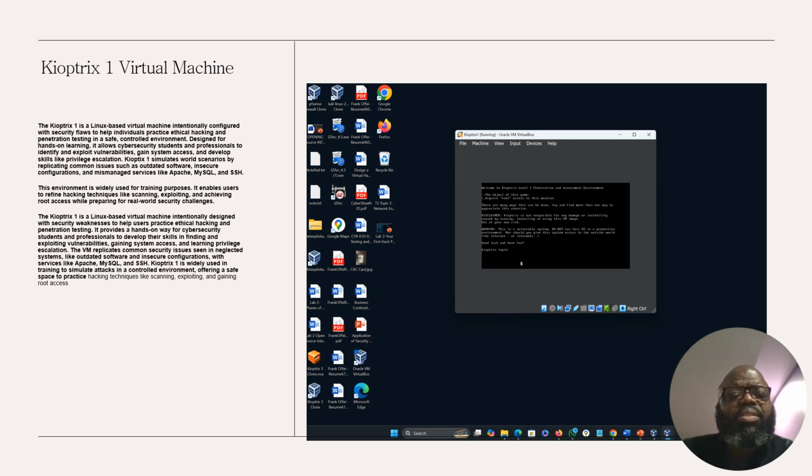The Kiptrix One virtual machine is a virtual machine intentionally configured with security flaws to help individuals practice ethical hacking and also help cybersecurity professionals run vulnerability assessments, maintain the environment, and detect all the exploitations and flaws within the virtual machine systems.